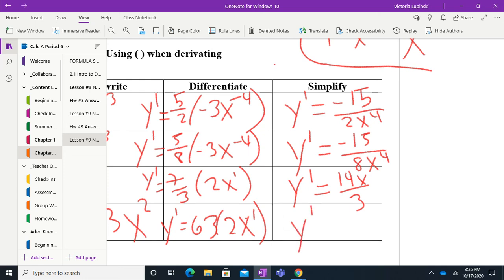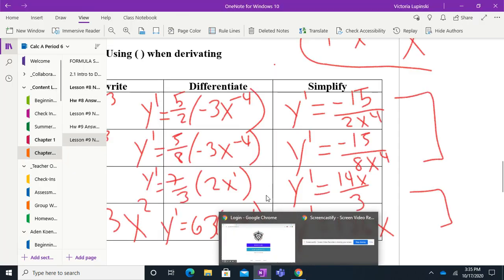And then last but not least here for this section, 63 times 2x is just going to simplify to be a nice 126x. So sometimes parentheses matter way more than others, as you can see in the first two, not all that different. As you can see for the last two, very different. So again, it is important that you pay close attention to those parentheses, and you will have a small section of your homework tonight that does that.